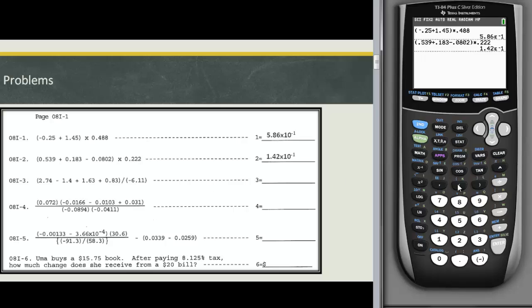But for number 3, let's put it in. We have parentheses 2.74 minus 1.4 plus 1.63 plus 0.83 close parentheses divided by open parentheses negative 6.11 close parentheses. When I click enter, my answer here should be negative 6.22 times 10 to the negative 1. Now we have 3 answers in a row that have the exponent of negative 1. Again, it's not always going to be negative 1, so just be cautious, be careful on what your exponent is, because it won't always be the same one.